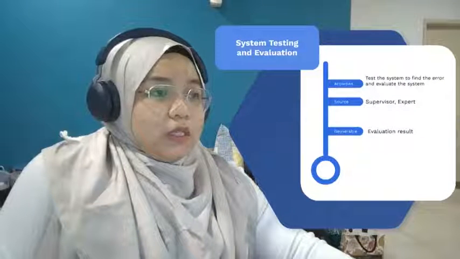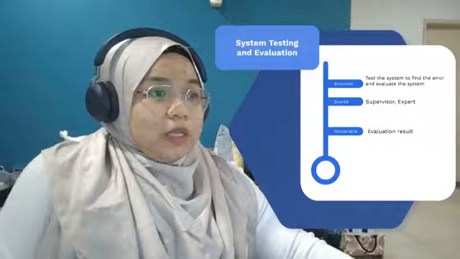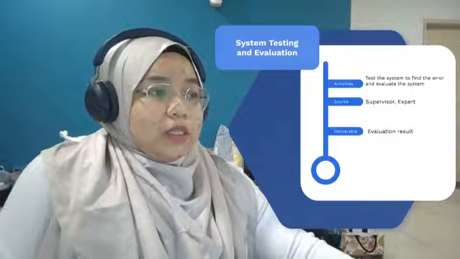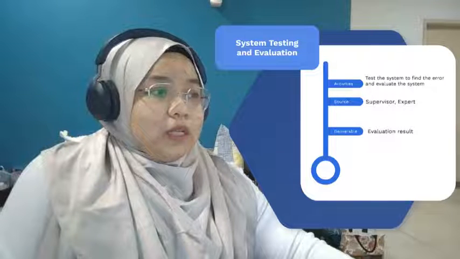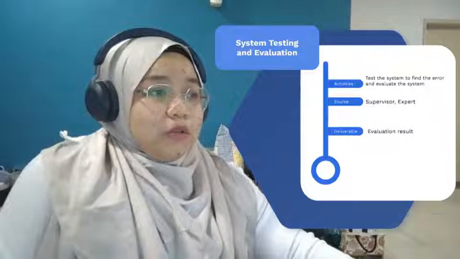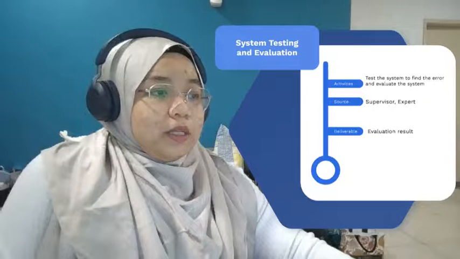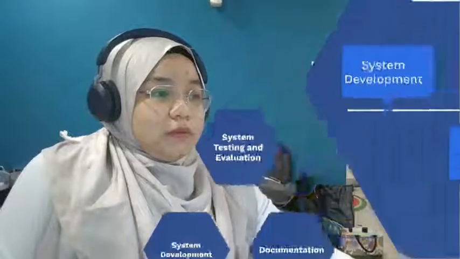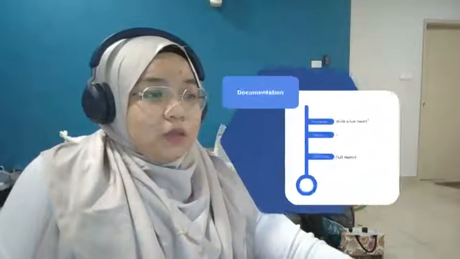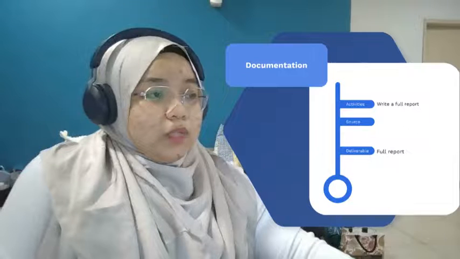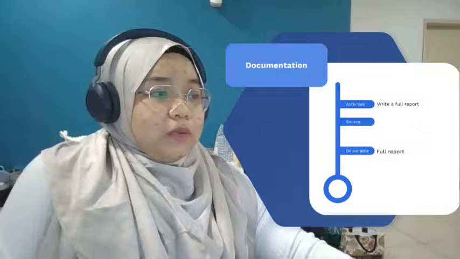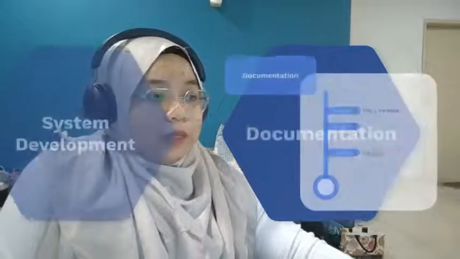The second one is system testing and evaluation. The activity is to test the system to find errors and evaluate the system. The source is the supervisor and experts, and then the deliverable is the evaluation result. And then the last one is documentation. The activity is to write a full report, and then the deliverable is the full report.